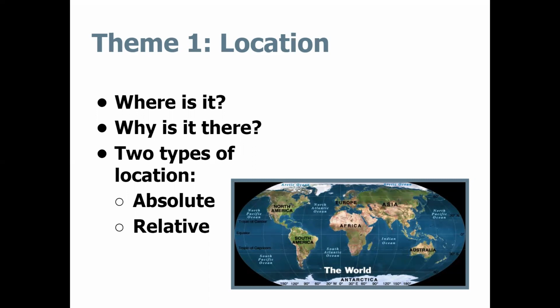Second is relative location. So what is relative location then? We're not giving exact coordinates, but we're giving a relative location. We're actually going to go through on the next slide and define what these 2 locations really are. But again, we have 2 types of location, absolute and relative. And our 2 questions we ask when we're looking at location: where is it and why is it there?